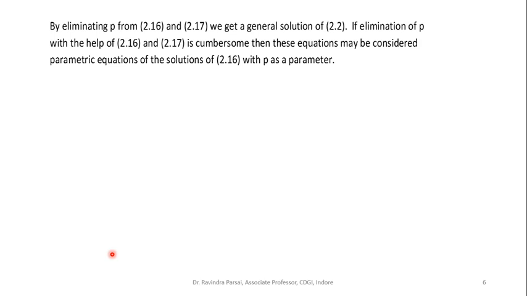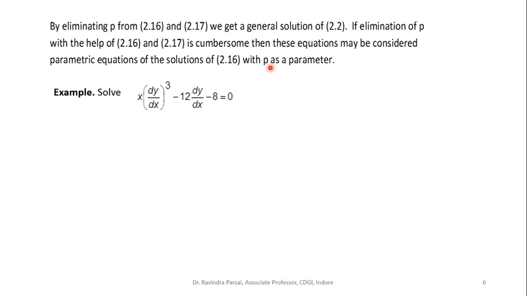So by eliminating p from 2.16 and 2.17, we get a general solution of 2.2. If the elimination of p with the help of 2.16 and 2.17 is cumbersome, then this equation may be considered a parametric equation of the solution of 2.16 with p as a parameter. This method is well explained by an example.